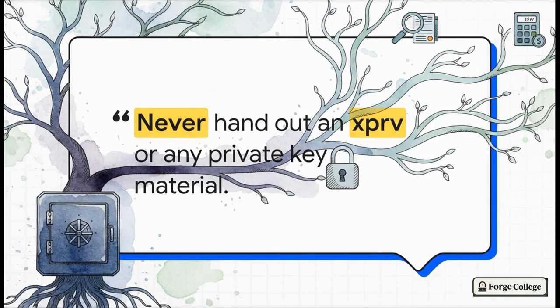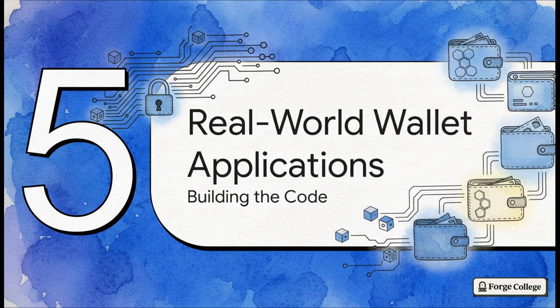Which brings me to a golden rule that I need to deliver with the utmost seriousness. Listen closely. Never hand out an XPRV or any private key material. Ever. I mean it. Possessing an XPRV means you have total, absolute control of all descendant funds on that branch of the tree. An XPub, sure, that's totally safe to share with an auditor or maybe a tax app. But an XPRV is for your eyes and your highly secure cold storage only. No exceptions.